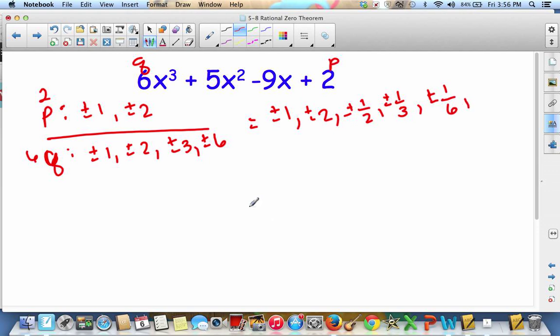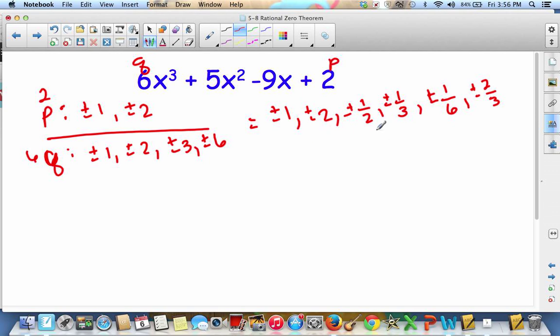Okay. Now let's move on to the 2's. 2 over 1, we got that. 2 over 2, we got that. 2/3, plus or minus 2/3, we need that. And then 6, 2 over 6 is a third, so that's covered.